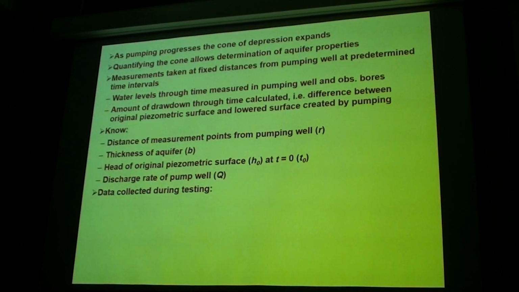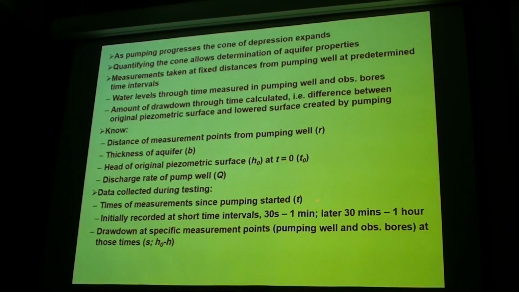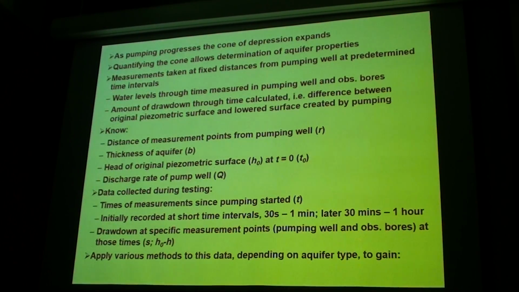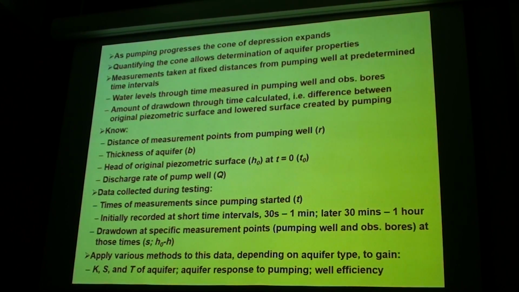So we know these parameters here, and we get these ones during pump testing: the time of measurement since pumping started. Initially we take small intervals because the change is very quick, and then we take larger intervals through time because the changes get smaller and smaller while you're pumping. There are various methods to apply to this data to quantify it, depending on the type of aquifer that we've got, and a whole lot of other parameters as well. There are dozens and dozens of different methods. I'll talk a bit about that as we go. Anyway, we want to get these here.